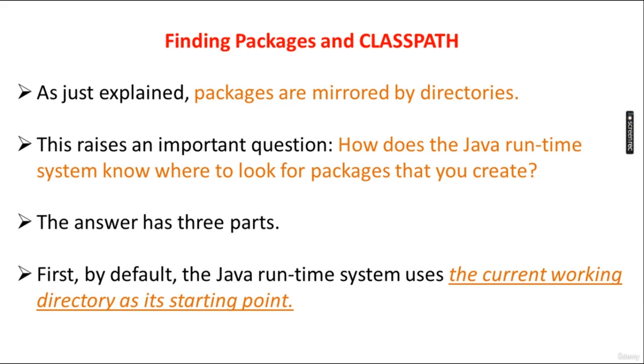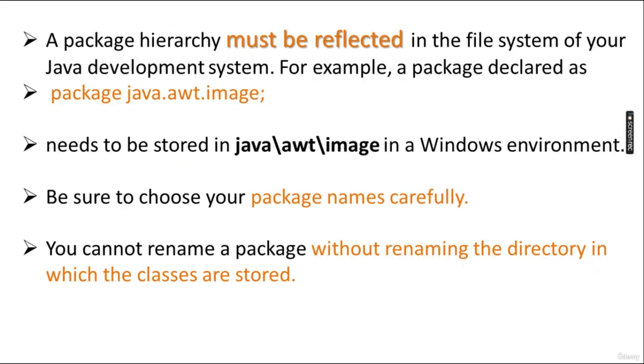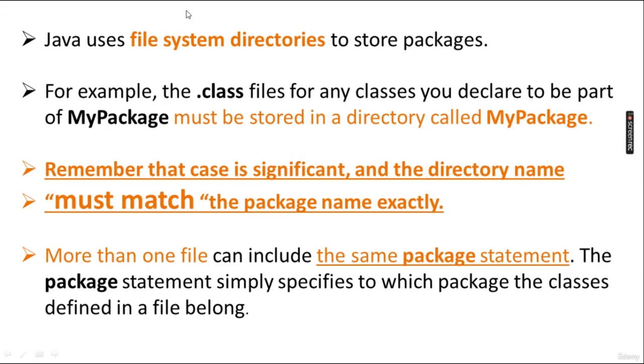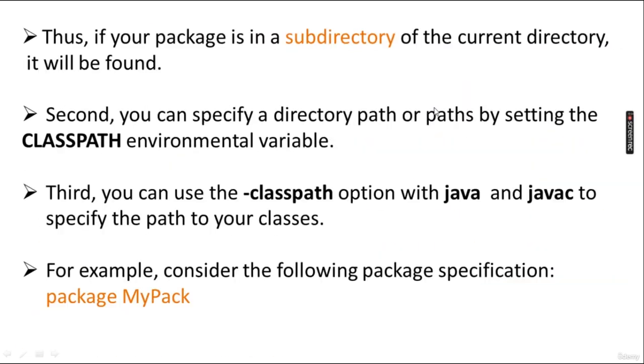For what purpose are we creating the class path? Because this is the rule: the dot class path is for any classes you declare to be part of my package, which must be stored in a directory called my package. For this rule, we are setting the class path environmental variable. And third, you can use the dash class path option with Java and Javac to specify the path for your classes. For example, consider the following: package mypack.